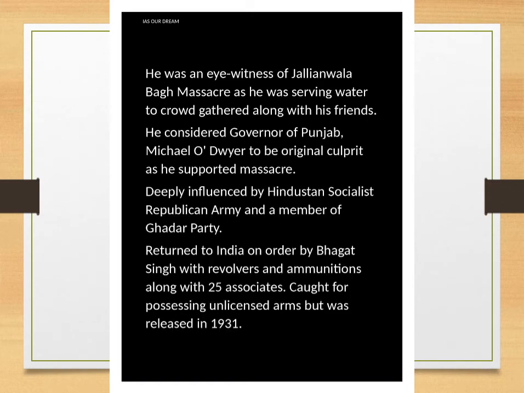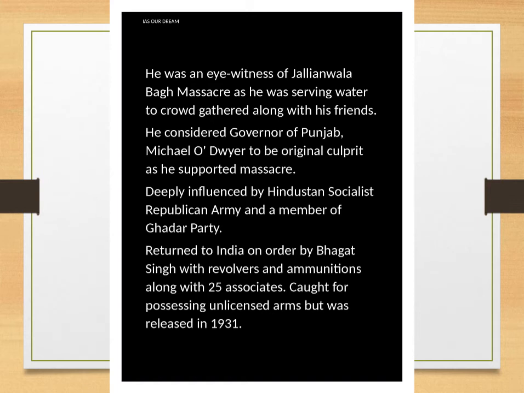So who was Udham Singh? Udham Singh was basically an eyewitness of the Jallianwala Bagh massacre, as he was serving water to the crowd gathered, along with his friends. And we know what happened at Jallianwala Bagh. General Dyer was the one who ordered the firing, and many people died in this massacre. But he considered the Governor of Punjab, Michael O'Dwyer, to be the original culprit, as he had supported the massacre. So he assassinated him. He was deeply influenced by the Hindustan Socialist Republican Army and was a member of the Ghadar party.